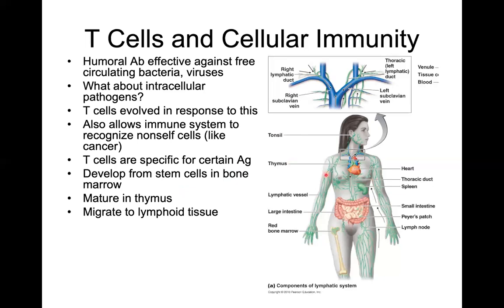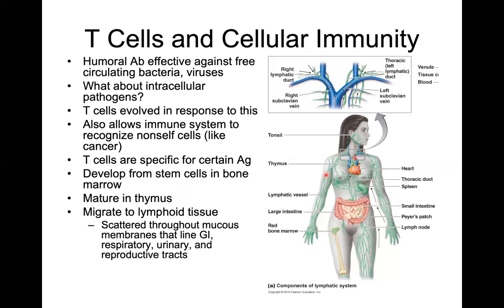From here, the T cells will migrate to lymphoid tissue, and this is scattered throughout the mucous membranes that line the gastrointestinal tract, respiratory tract, urinary, and reproductive tract. So these are all, as we saw in a previous chapter, portals of entry that need to be protected. And so this additional system within the adaptive immune response will help protect against microbes, in particular the intracellular microbes.